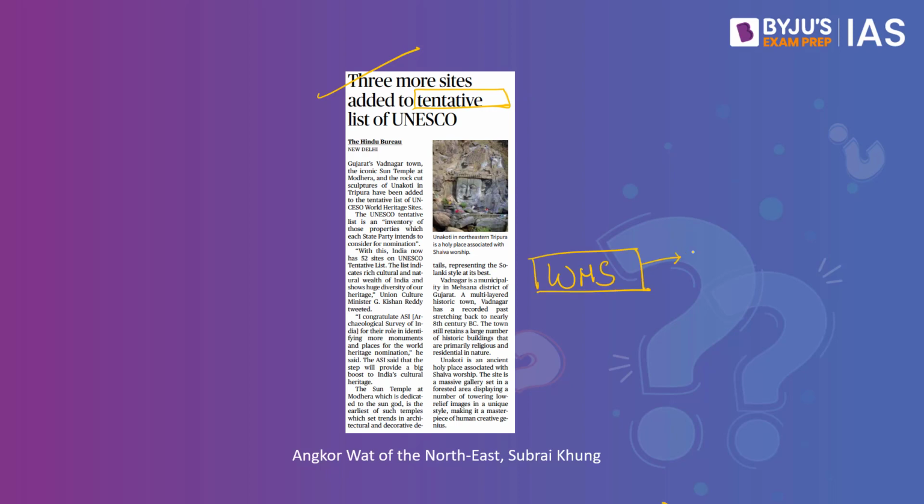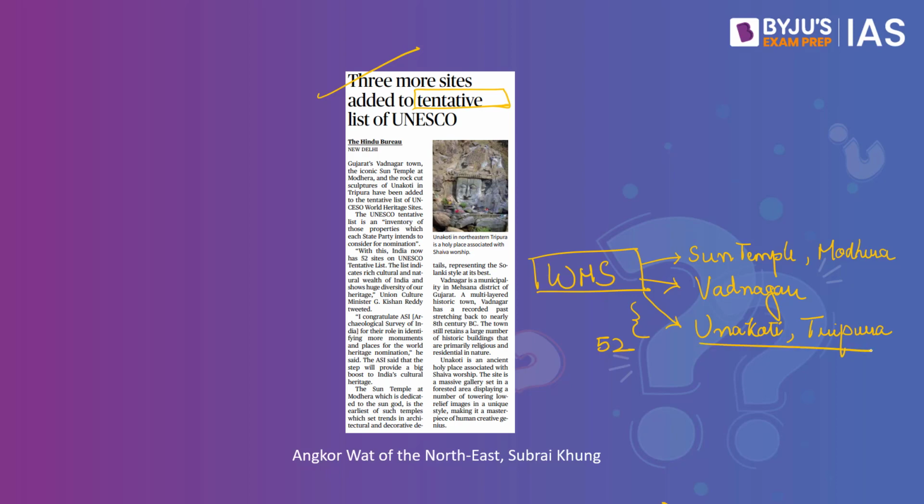Number 1 is the Sun Temple at Modhera in Gujarat. Number 2, the historic town of Vadnagar, and number 3, Unakoti in Tripura. With these 3 new additions, India now has 52 sites in the tentative list. Let us discuss more about Unakoti in today's session. See, Unakoti is located in the northeastern region of Tripura. It is famously known as Angkor Wat of Northeast and also in the local language known as Subraikhung.